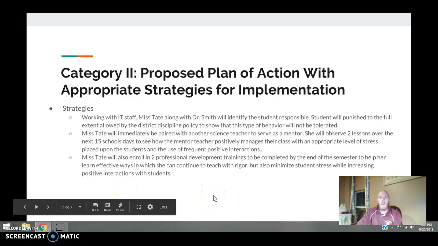Additional strategies. The school will implement a course for all students to complete. The course will involve a small lecture piece, followed by a lecture course quarterly in the future to minimize technology misuse.